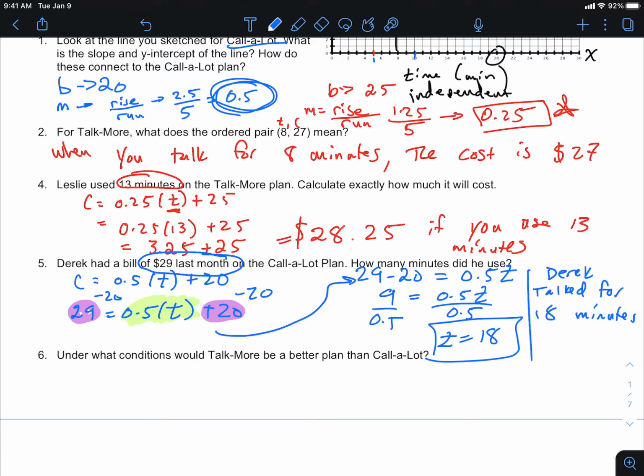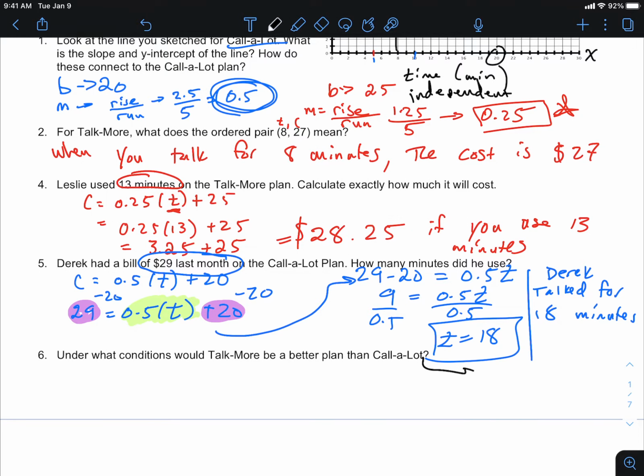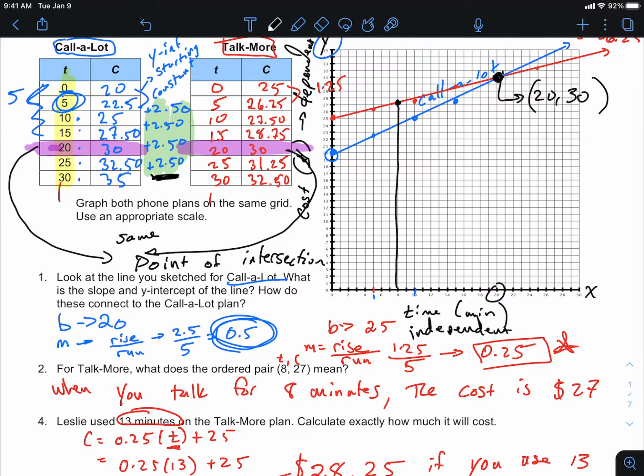If you get this, you can put that on top of what we did yesterday, right? And it will make sense. Under what conditions would talk more be a better deal or better plan than call a lot? When it asks you a question like this, you are talking about the point of intersection. That is what it's asking about. So you go up to your graph and you say, oh, here's my point. Here's where the two lines cross. That's what it's asking about.